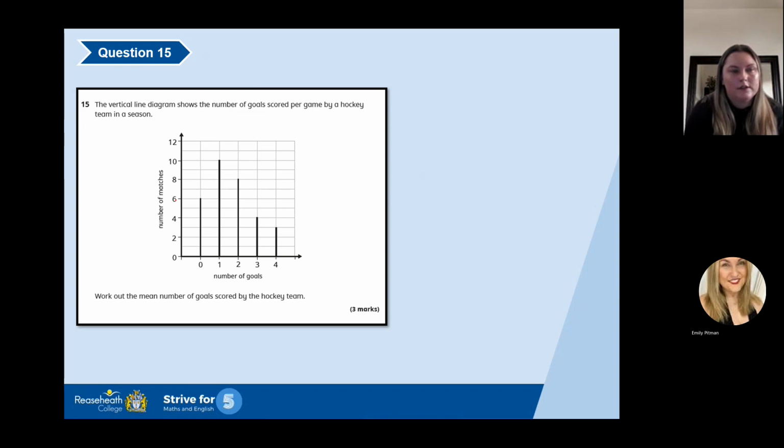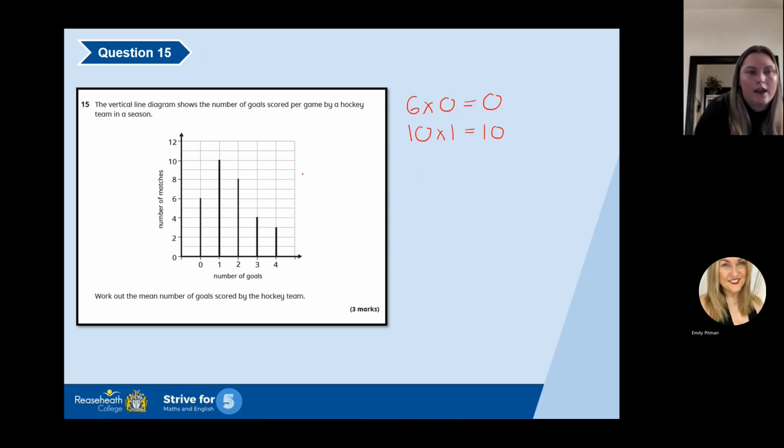So we've got 6 matches where there's no goals scored. So we're going to do 6 times 0 equals 0. Then on this one, we've got 1 goal for 10 matches. So 10 matches had 1 goal. So we need to do 10 times 1 equals 10. And then we're going to work our way through for every single one.